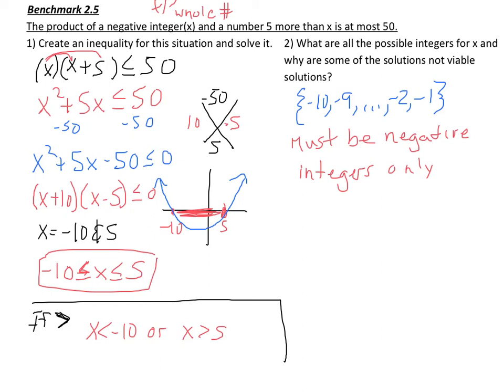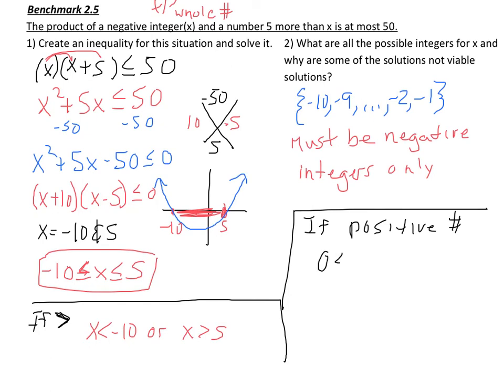Now, what if it was not a negative integer? What if it was positive number? So here's another what if. Put a little box right here, I'm doing my little what if. What if it was positive number? Instead of negative integer, what's a positive number? Well, your answer, if it said positive number, would be values from 0 to 5. Aren't those my positive numbers?